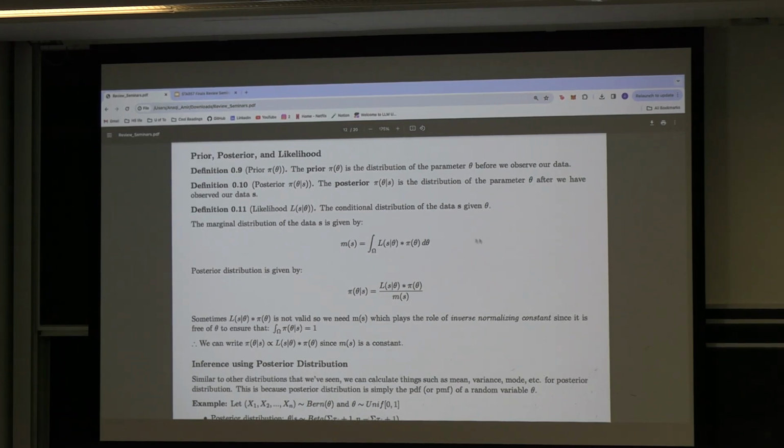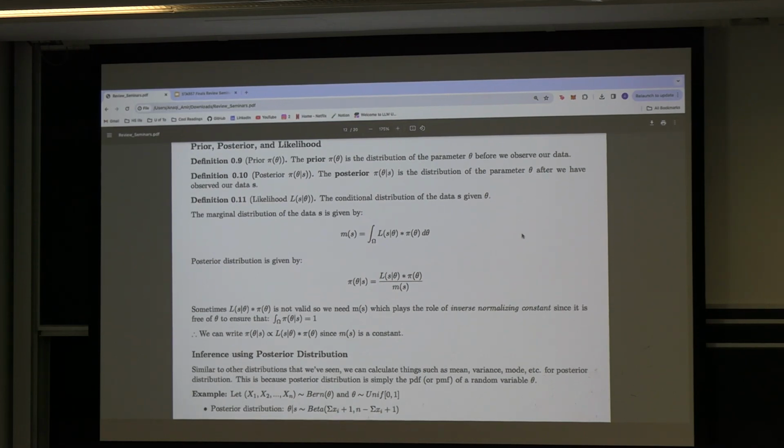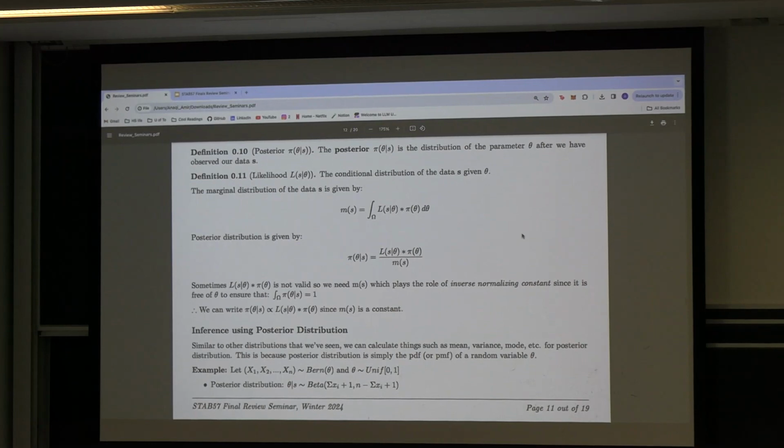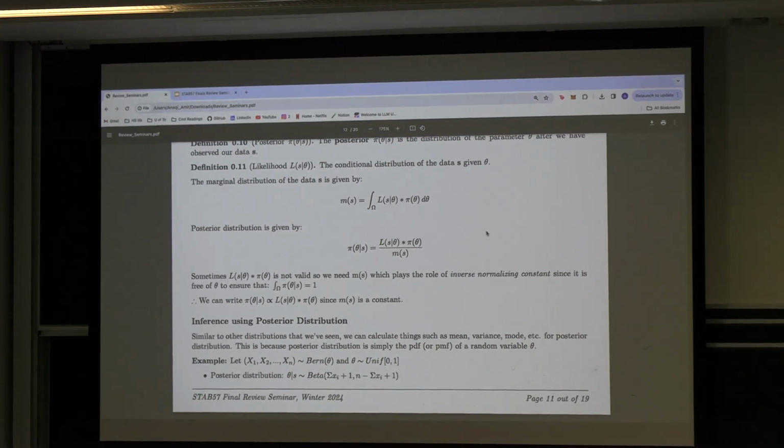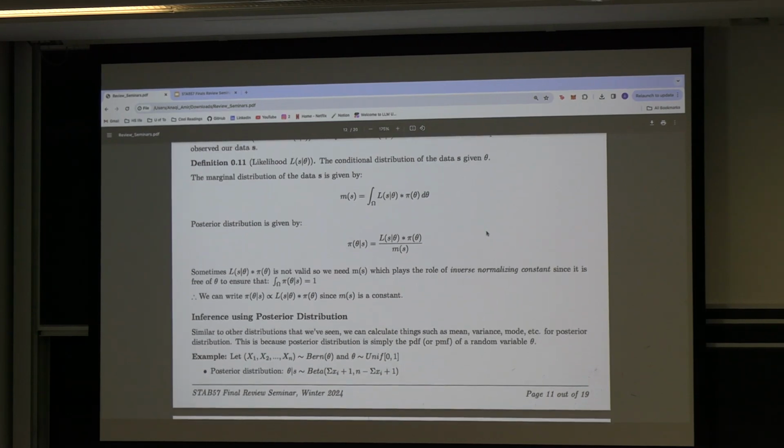Moving on, the likelihood is the conditional distribution of the data. It's denoted as S, as the professor is teaching it. S is just your sample. So the likelihood is the distribution of the data S given theta. Here are just some formulas. I don't think you need to prove all of these, but just know that this is what goes on in the background. The marginal distribution of the data is given by the integral of the likelihood multiplied by the prior.